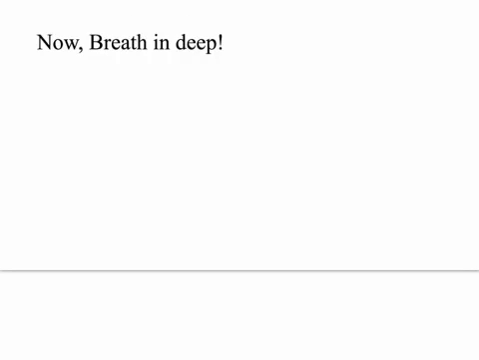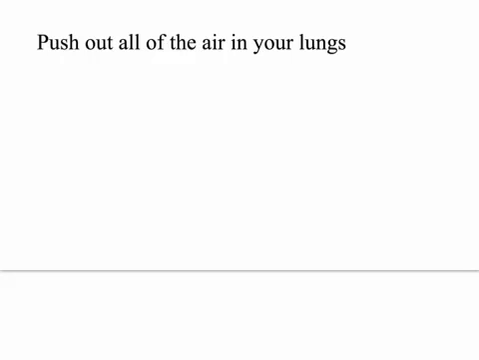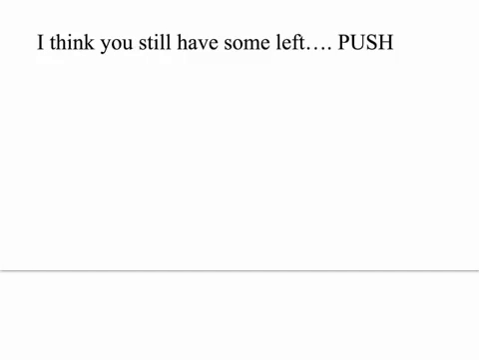Breathe all the way in. Keep breathing in. Keep sucking in as much air as you possibly can. A little bit more. Come on. Really breathe in. A little bit more, as much as you can. Okay, hold it. Now push all of that air out of your lungs. Push every single drop of air out of your lungs right now. If you've even got a little bit of air left that you can squeeze out, keep pushing it out.